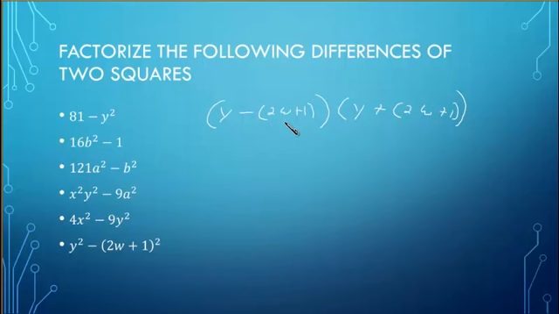And now let's fix this up. We can get rid of these inner parentheses, and this becomes y minus 2w, and be careful now, minus 1. Minus times plus, minus. And then here we go, y plus 2w plus 1. And we're done. We have a product of two expressions here.